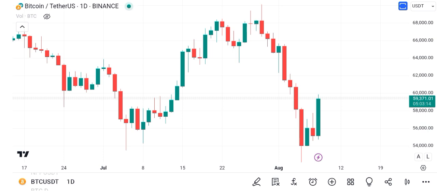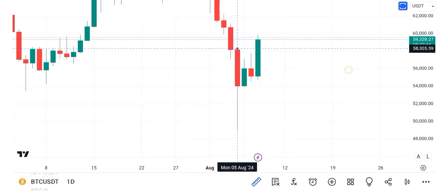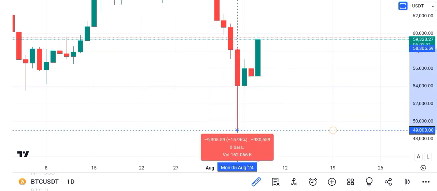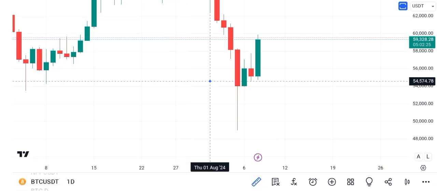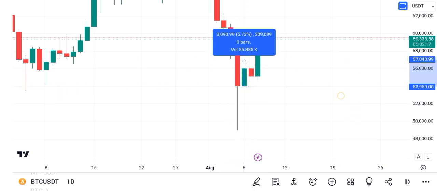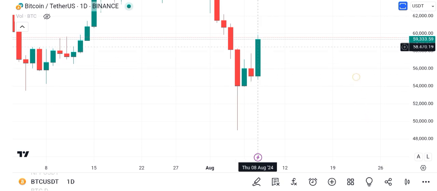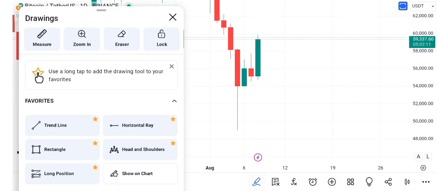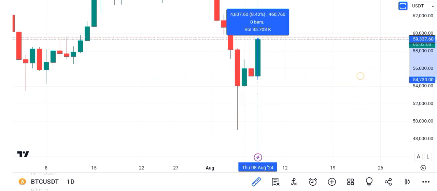Now you can see that I have opened a 1 day time frame in the chart. This means that each candle represents the price movements of Bitcoin within 1 day. For example, this candle shows that the price of Bitcoin fell from $58,000 to $49,000 on 5th of August, whereas this candle shows that the price of Bitcoin rose from $54,000 to $58,000 on 6th of August. And this is our current candle, which is not formed yet. It will be formed after 12 p.m.